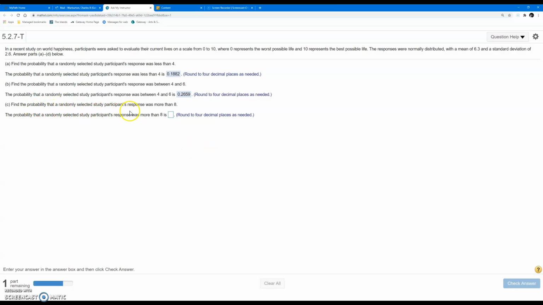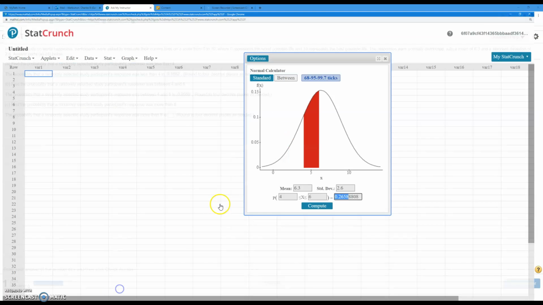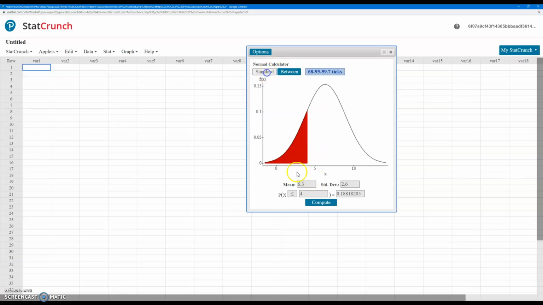Find the probability that it is more than 8. So that's to the right, right? Greater than, more than 8. So let's do that. Back to standard, make sure it's more than or greater than 8. 4 decimal places. I think that is rounded appropriately.